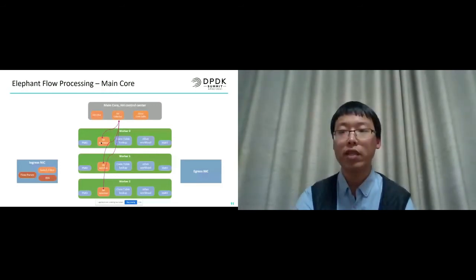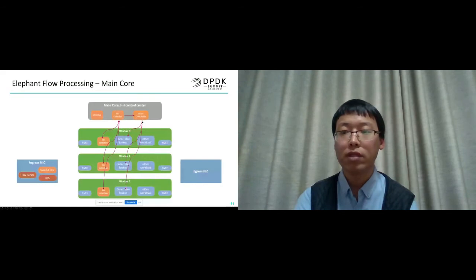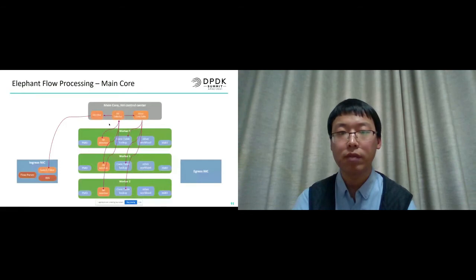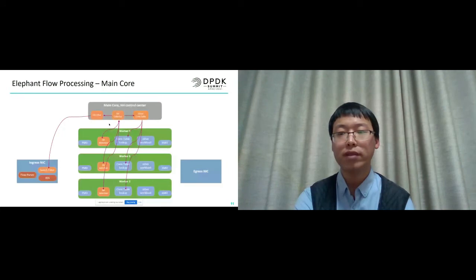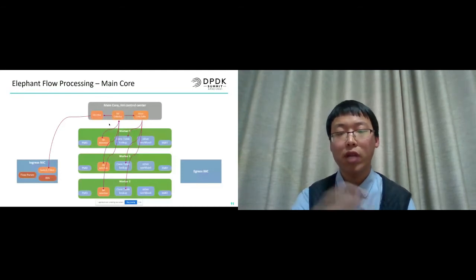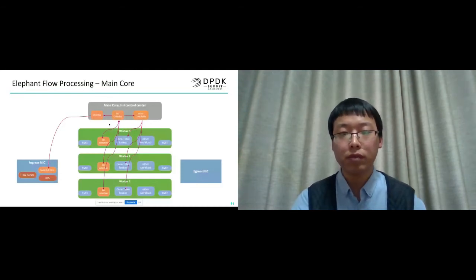After finding the elephant flow, the heavy hitter control center will clone the elephant flow's connection table information to all the workers so that all the workers can handle it. And at last, it will program RTE flow to the ingress NIC to redirect the elephant flow to a dedicated core. You will soon see how it works on the next page.